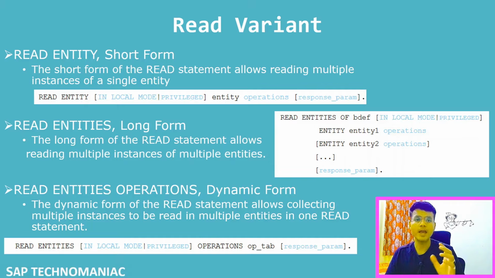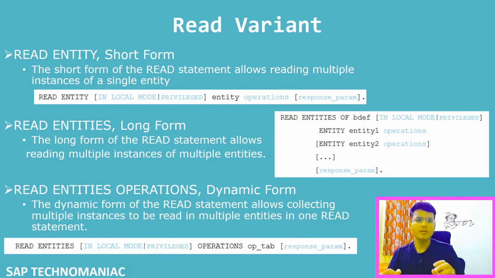In our example, we have one BO called travel. We have the root entity as travel, the child as booking, and the grandchild as booking supplement. If I want to read just one entity, either travel, booking or booking supplement, with multiple instances, I can read multiple travels together, or multiple bookings together, or multiple booking supplements together. In that case, I can use read entity short form, but I can read only one entity at a time, either travel, booking or booking supplement.